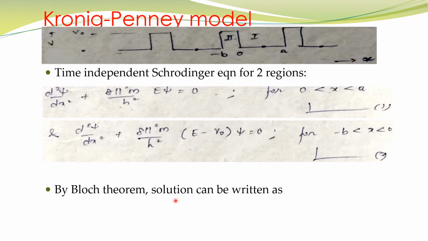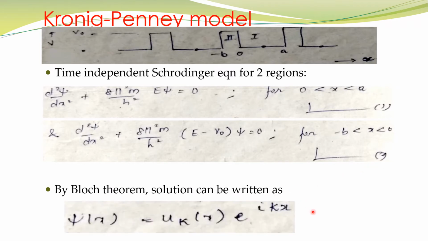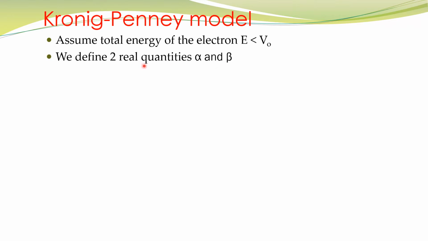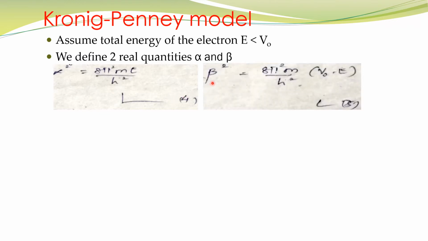By the Bloch theorem, the solution can be written as psi of x is equal to uk of x into e raised to ikx. Equation 3. Assume the total energy of the electron E is less than V0. We define two real quantities alpha and beta such that alpha square is equal to 8 pi square mE upon h square, equation 4, and beta square is equal to 8 pi square m upon h square into V0 minus E, equation 5.